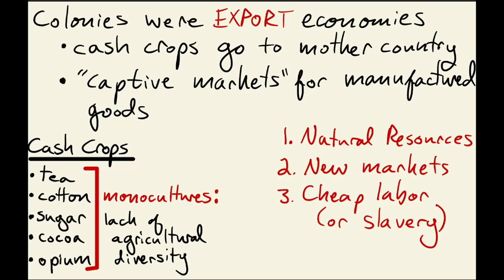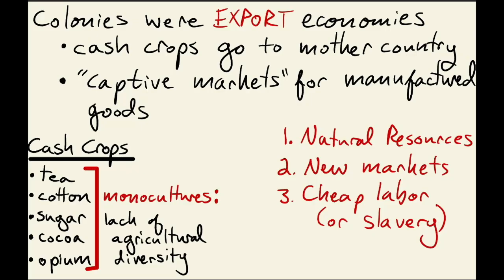Okay, so Europe wants natural resources like cash crops. They want new markets that have to buy from the mother country, and they want cheap labor. Now, we do see a global trend away from coerced labor during this time, particularly as labor unions in Britain fight to end slavery because it lowers wages back in the mother country.